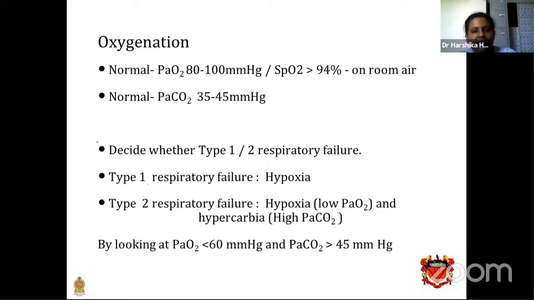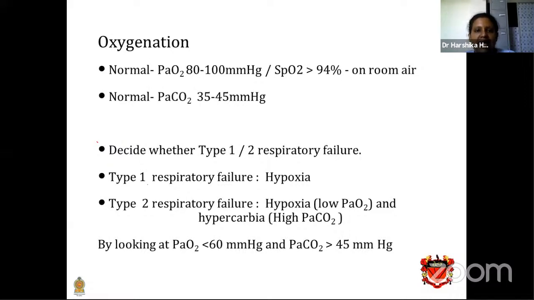So in critical care medicine, we talk about two types of respiratory failure: type 1 and type 2. Type 1 respiratory failure is an oxygenation failure. In that, there will be low oxygen tension, but the carbon dioxide tension will be normal or low. So it's mainly oxygenation failure. In contrast, type 2 respiratory failure is where there is both hypoxia and hypercarbia. The oxygen tension will be low, plus there will be accumulation of carbon dioxide as well.